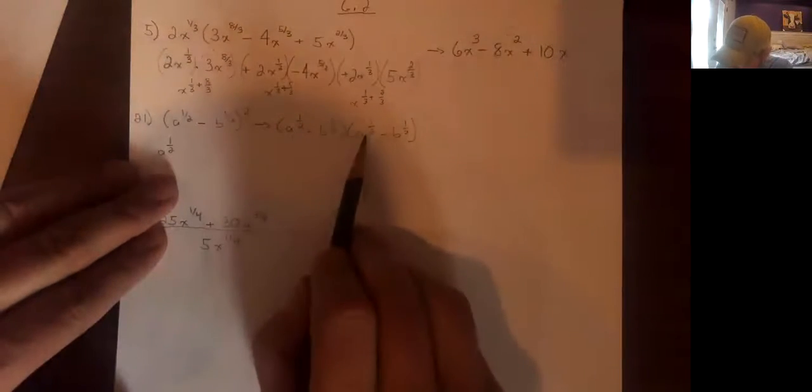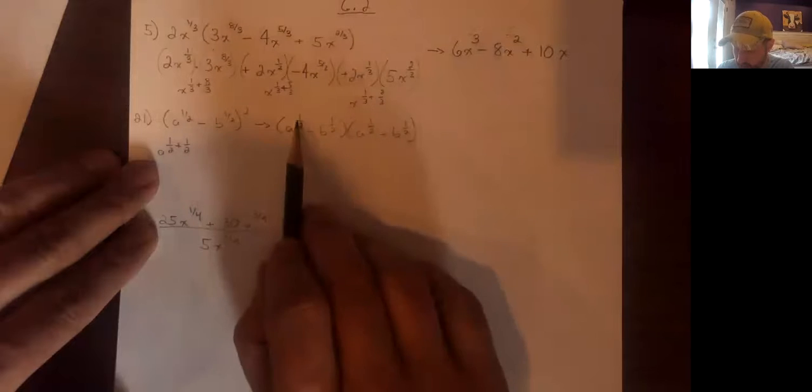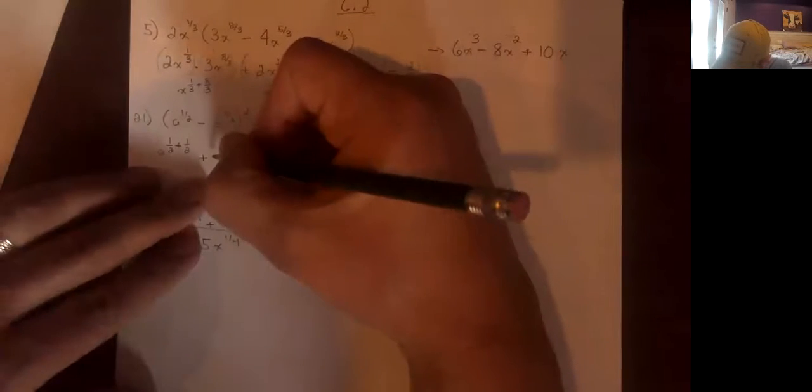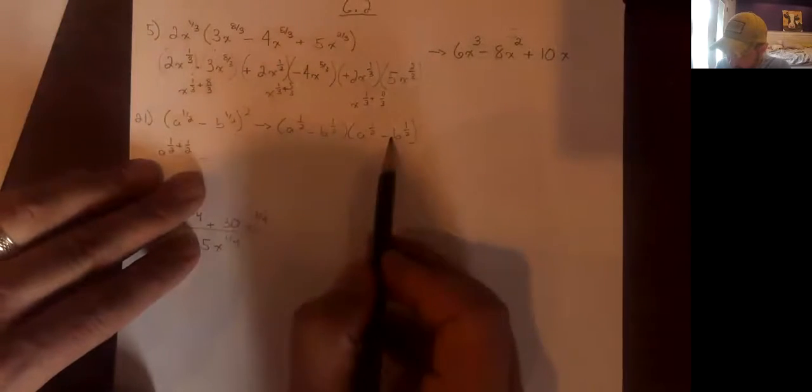I'm going to take a to the 1/2 times a to the 1/2. Because a is my same base, my same variable, I don't say a times a is a squared and then half plus half. I literally have a to the half and a to the half. I'm going to add them together. Then I'm going to skip this step too. Instead of putting a positive a and a negative b together, I have a positive a times a negative b. I know it's going to be a negative.